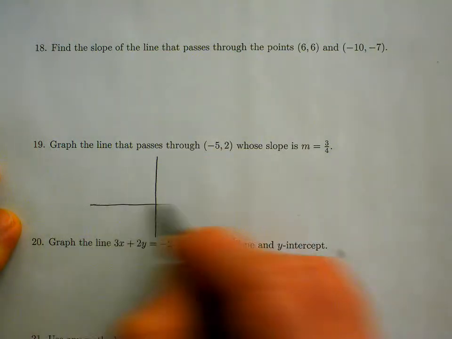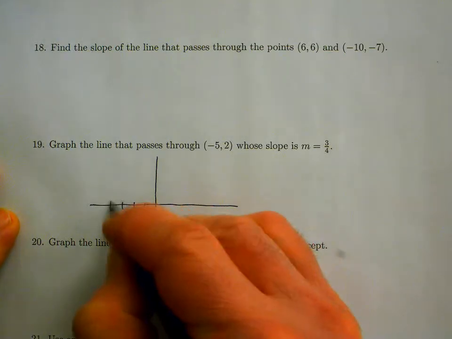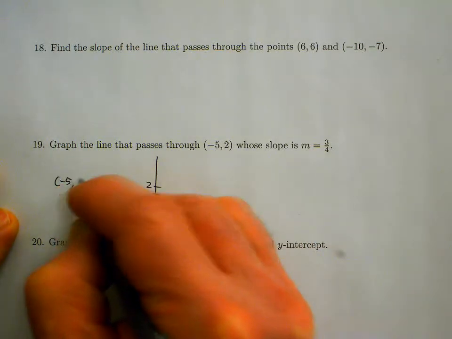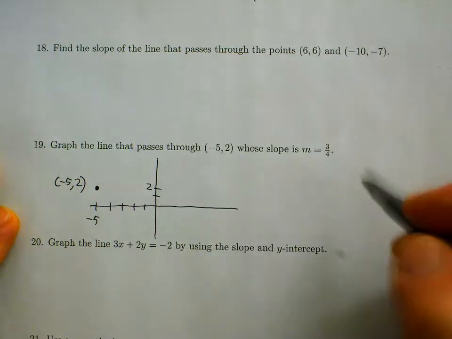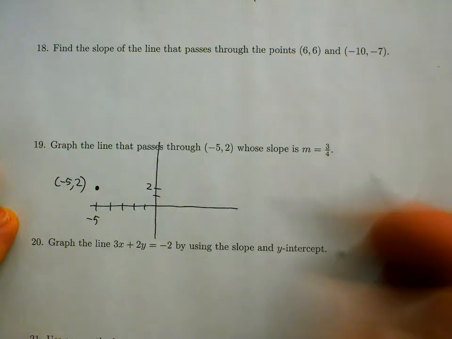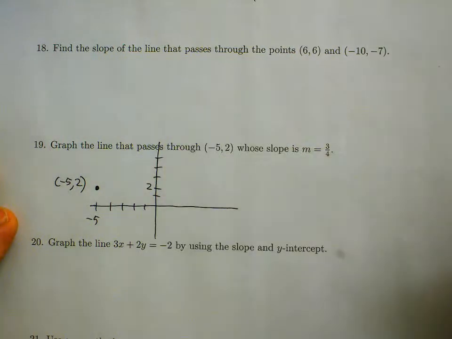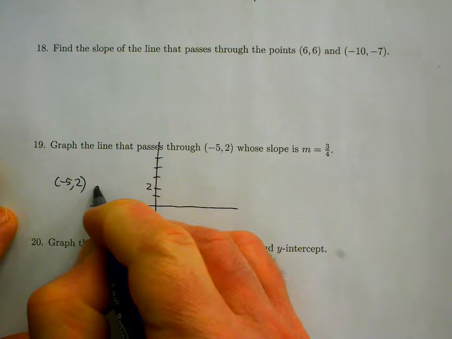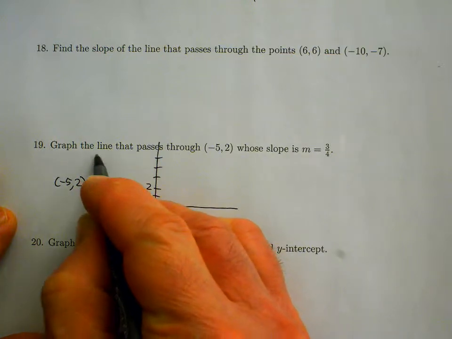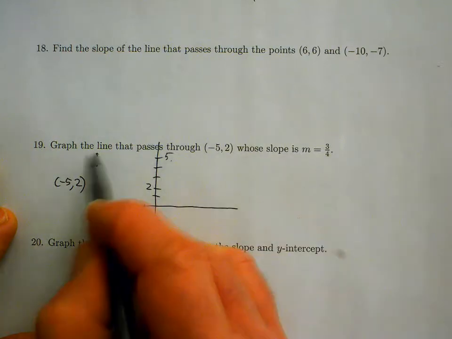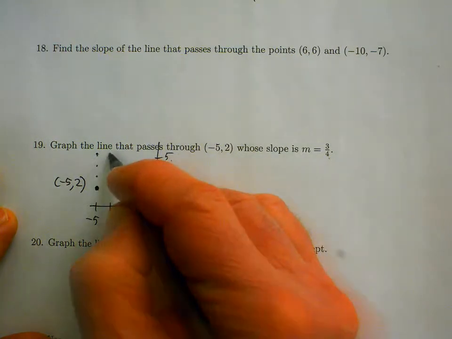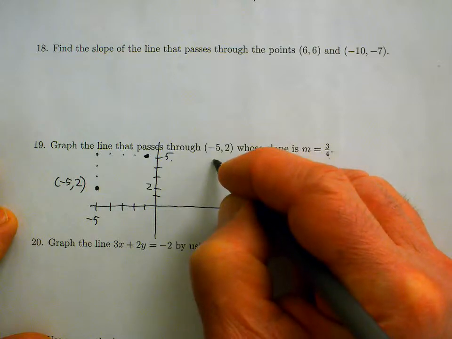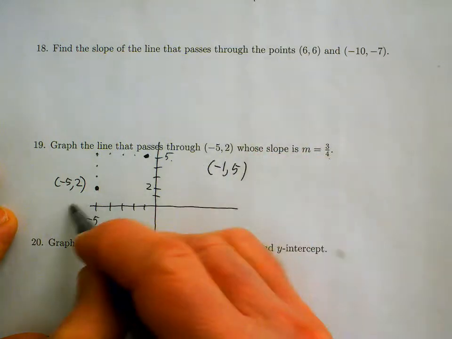Okay, so if I plot the point (-5, 2), and then the slope is m equals 3/4, so a rise of 3 and a run of 4. So if I start at (-5, 2), and if I rise 3, I'm at a height of y equals 5, and then a run of 4, I move that 4 units to the right. So now this point is (-1, 5), and then draw a straight line through those points.